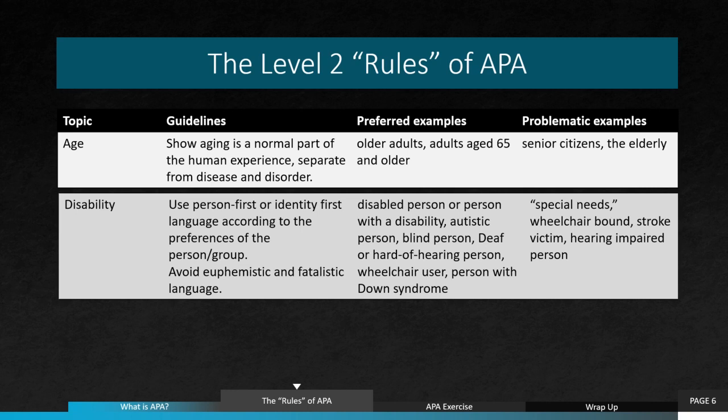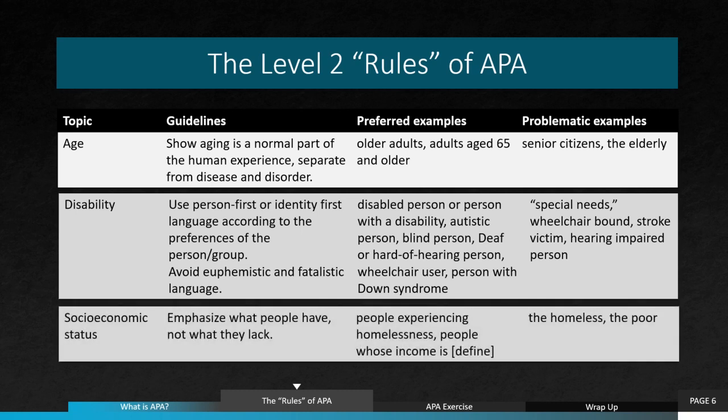Lastly, we'll look at language surrounding socioeconomic status. The APA guidelines state that you should emphasize what people have and not what they lack. Examples of acceptable language include people experiencing homelessness or people whose income is, and then define the income level. Examples of problematic language would be the homeless and the poor.